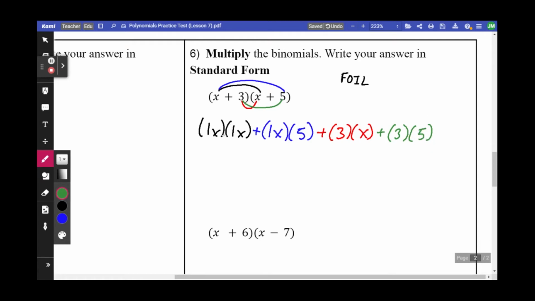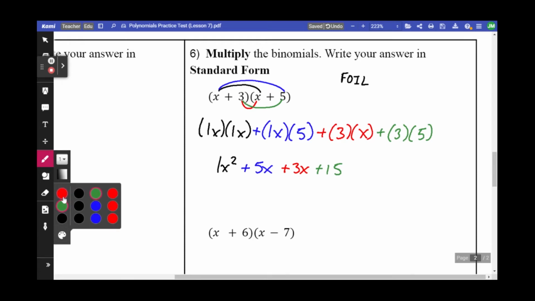And now if we go and multiply each of these monomial multiplications independent of one another, we will have a sum of all of these. So 1x times 1x is just 1x squared. 1x times 5 is 5x. 3 times x is 3x. And 3 times 5 is 15. Now we check to see if we have any like terms. And we do. The middle terms, 5x and 3x, add up to 8x.